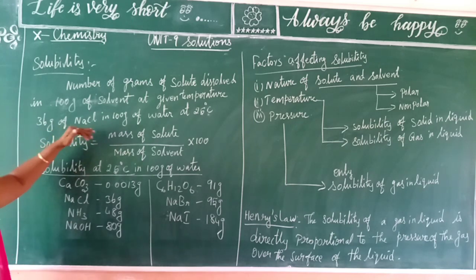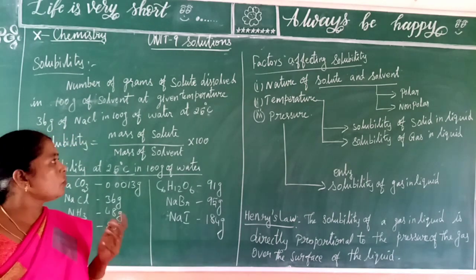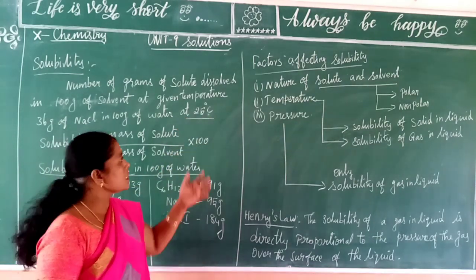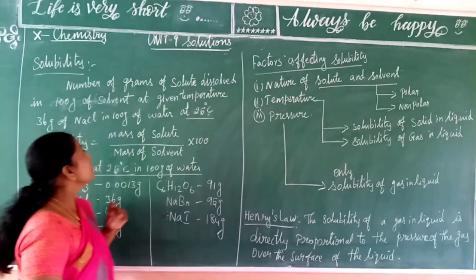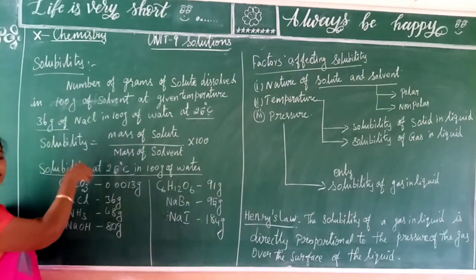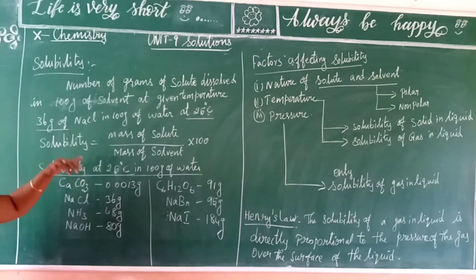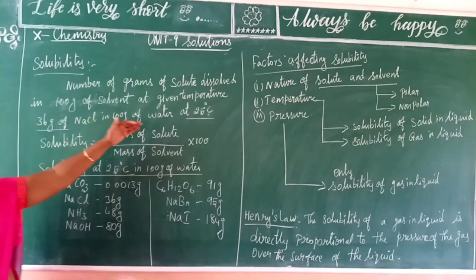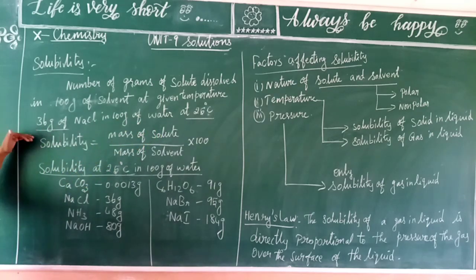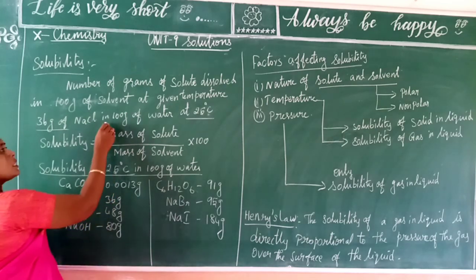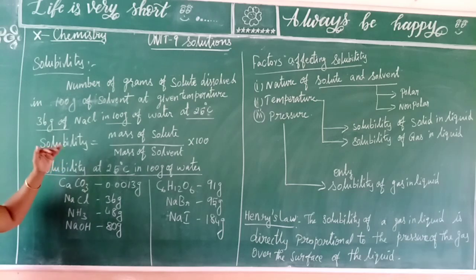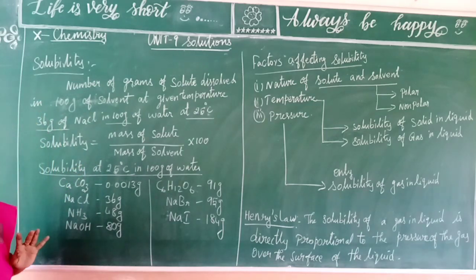Example: 36 gram of NaCl in 100 gram of water at 25 degrees centigrade. If this temperature, 25 degrees centigrade, is increased or decreased, the solute particles also increase or decrease. Suppose the temperature is raised, the solute particles also rise. Suppose the temperature decreases, the solute particles also decrease. But the solvent is always 100 gram. You calculate per 100 gram, and that is known as solubility.